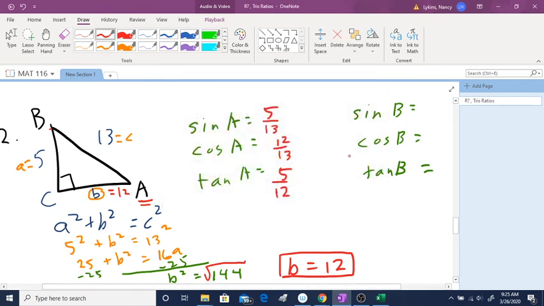Now, I'm going to look at B's perspective. So I'm looking at B's perspective up here. Opposite of B is 12 over the hypotenuse, which is still 13. Now the adjacent, which is 5, is touching angle B. So it's going to be 5 over the hypotenuse, which is still 13. And then tangent is always opposite, which is 12, over the adjacent, which is 5. So 12 over 5, that's my fraction, or my ratio.